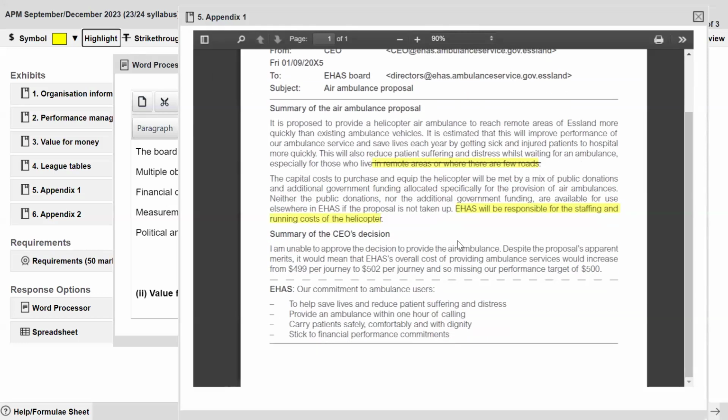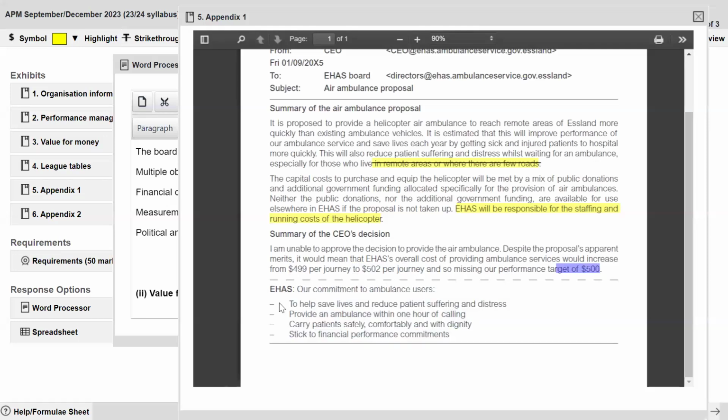Summary of the CEO's decision. I'm unable to approve the decision to provide the air ambulance. Despite the proposal's apparent merits, it would mean EHAS overall cost of providing ambulance services would increase from $499 per journey to $502 per journey, and so missing the performance target of $500.